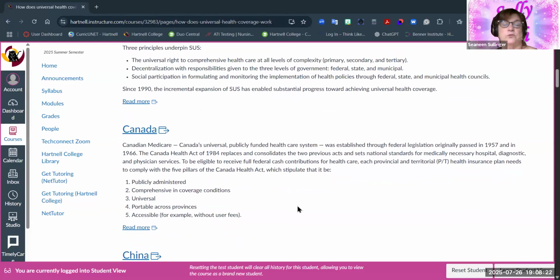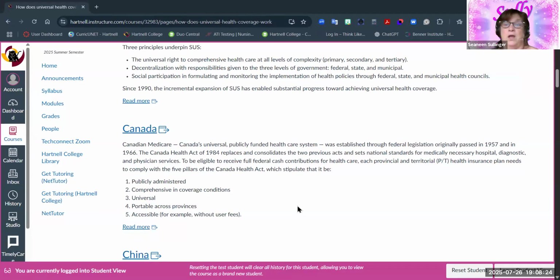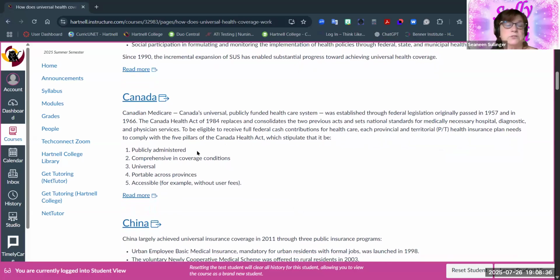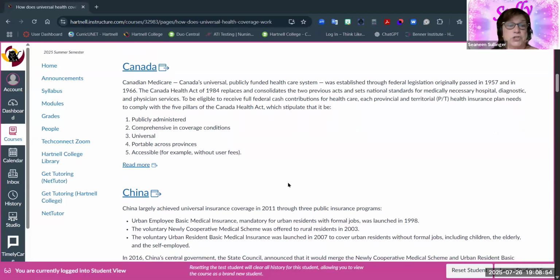You can receive full federal cash contributions for healthcare. So they have territories in Canada, not states. The insurance plan needs to comply with the 5 pillars of the Canadian Health Act. And so it's got to be publicly administered, comprehensive, universal, portable across provinces. So for example, if I go from Saskatchewan to Manitoba, I should be able to still use my insurance. It should cross over, and accessible, so without user fees. So like no copay.